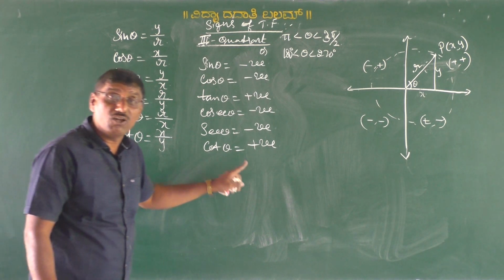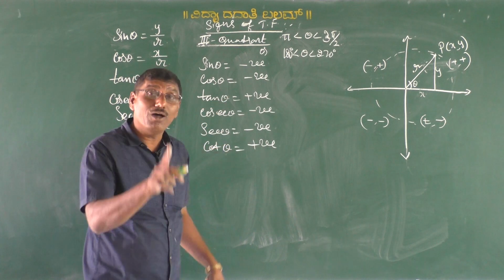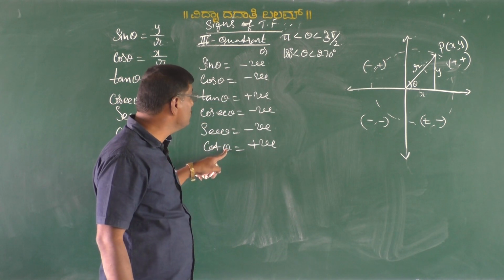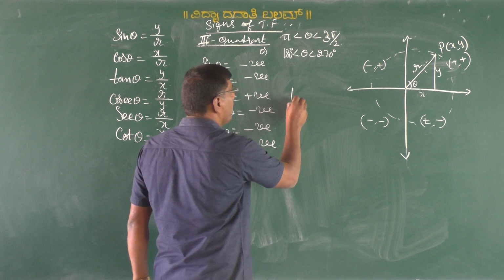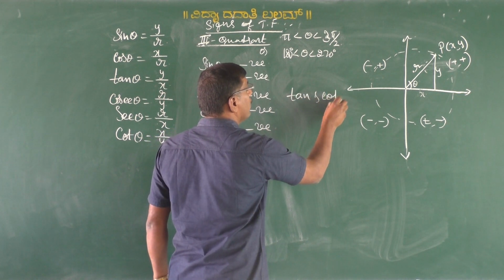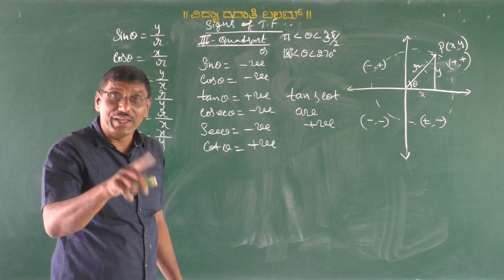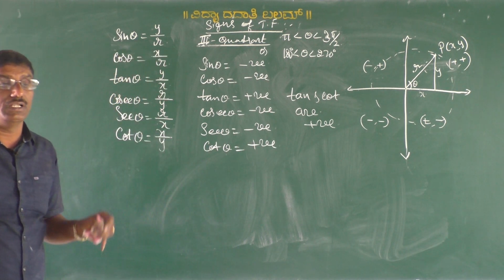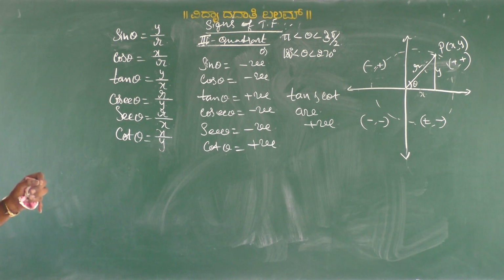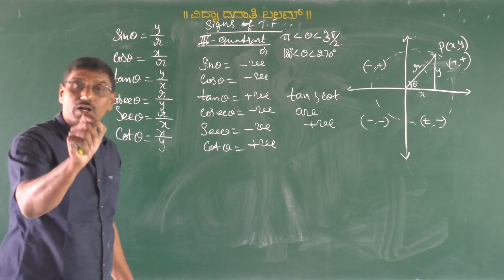That means in the third quadrant, my dear students, tan and cot are positive, and the remaining four are negative. That is the signs in the third quadrant. Are you understood, all of you?